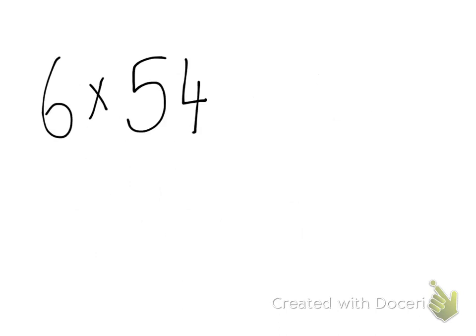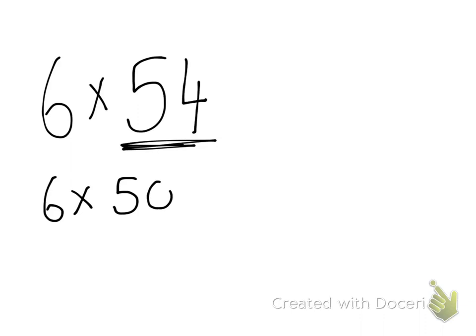Alrighty-o, let's try another one. Let's try 6 times 54. Straight away that's a massive number, 54, and so you might freak out. But don't freak out, okay? We can solve this using our decomposition strategy. Let's decompose 54. 54 is made up of 50 and 4. So I'm going to write out the problem again in its parts: 6 times 50 and 6 times 4.